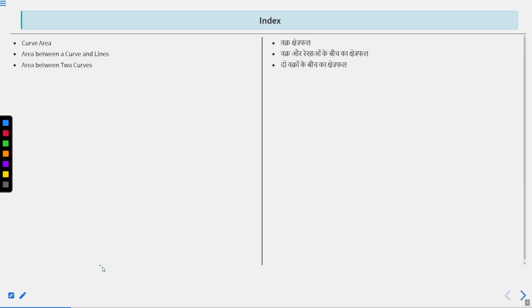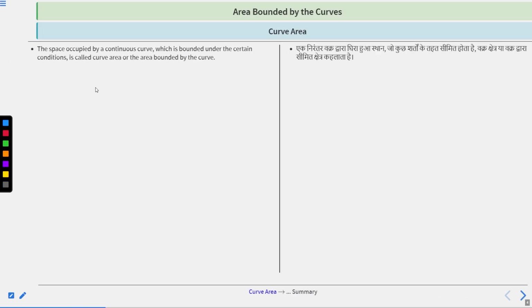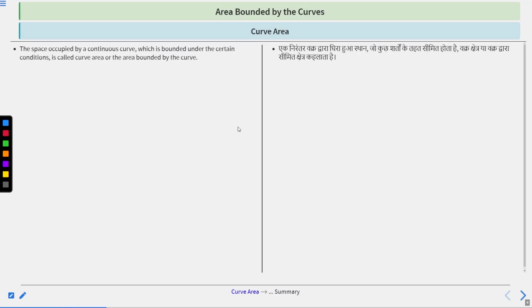So, let's start. In this chapter, we will first see the curve area. After that, we will move to the area between a curve and a line. And after that, we will study the area between two curves. Okay, so let's start. Now, what is curve area?